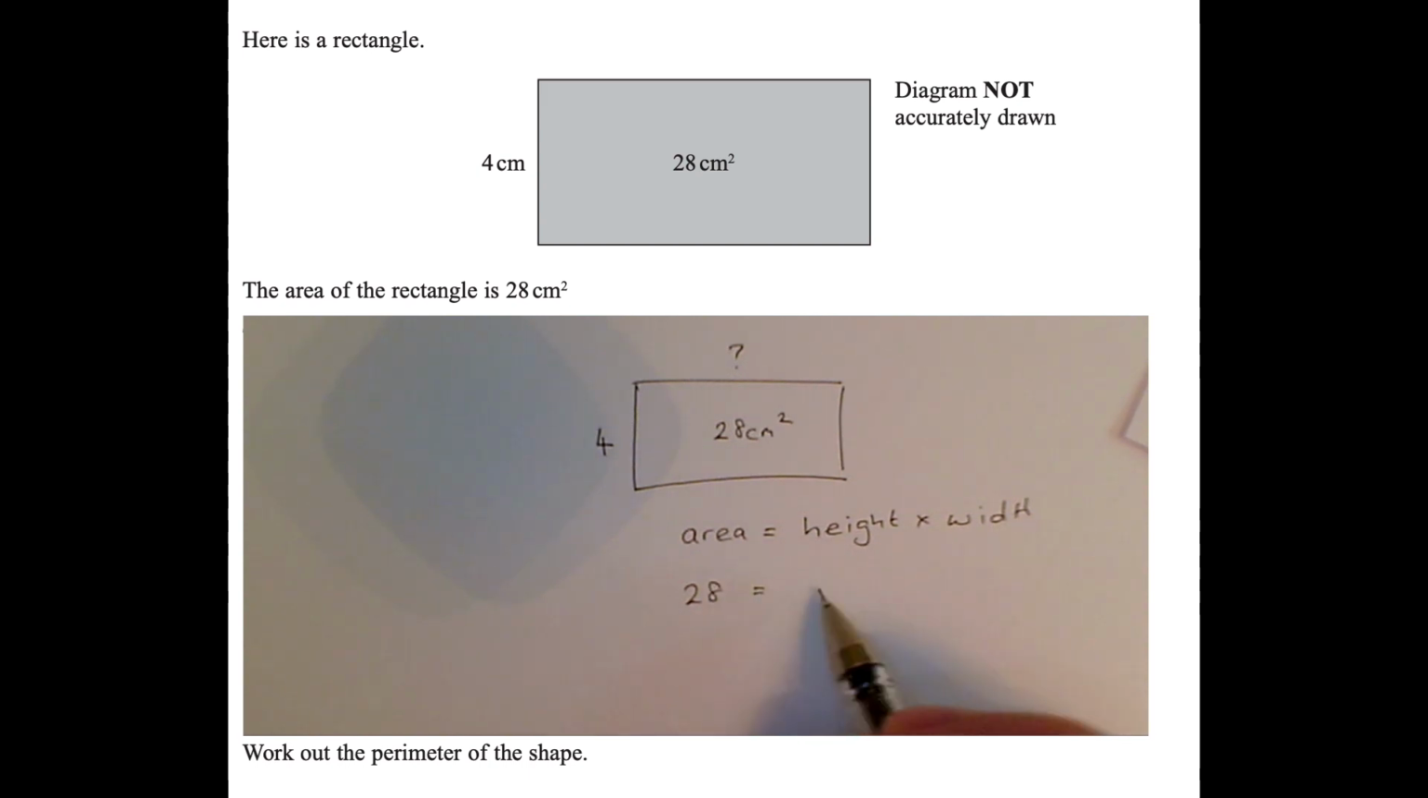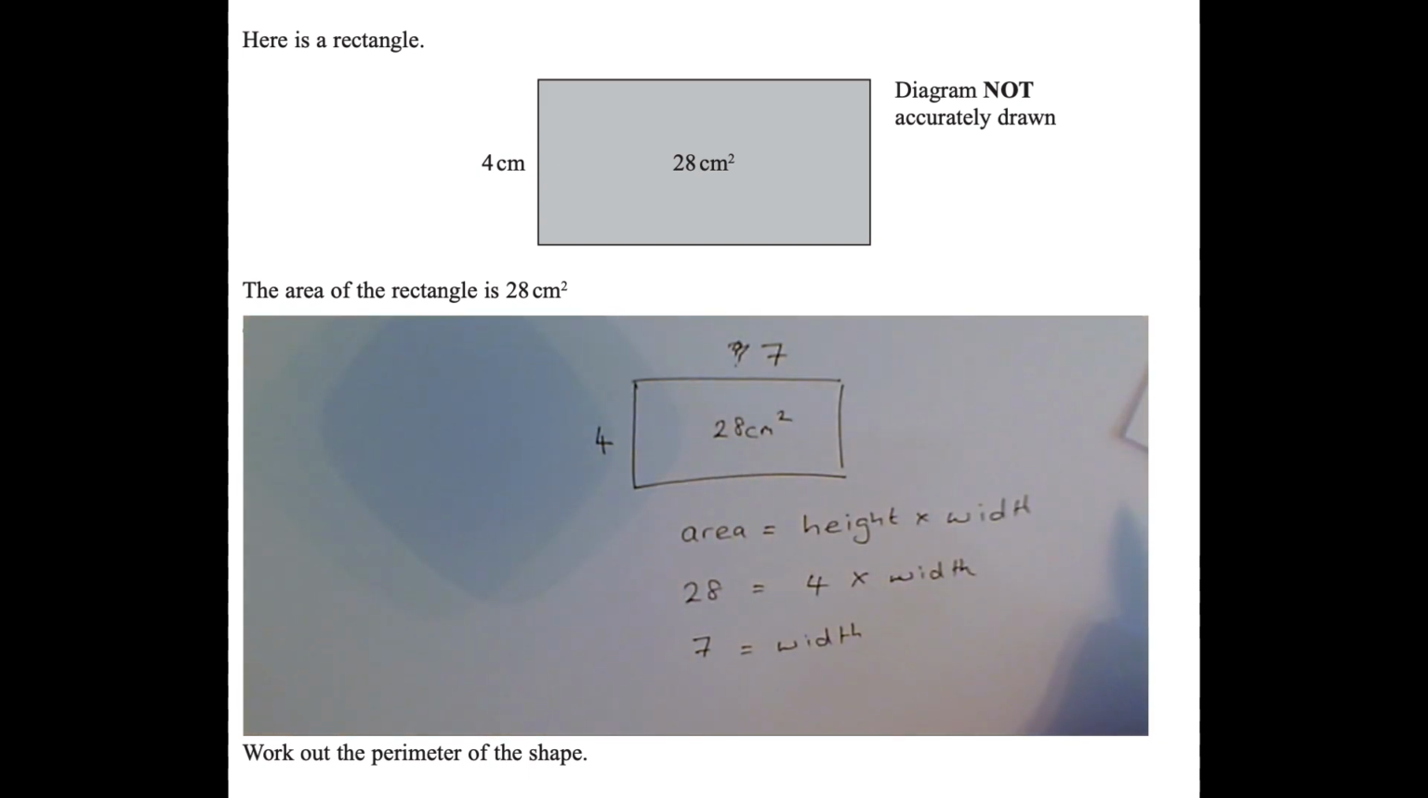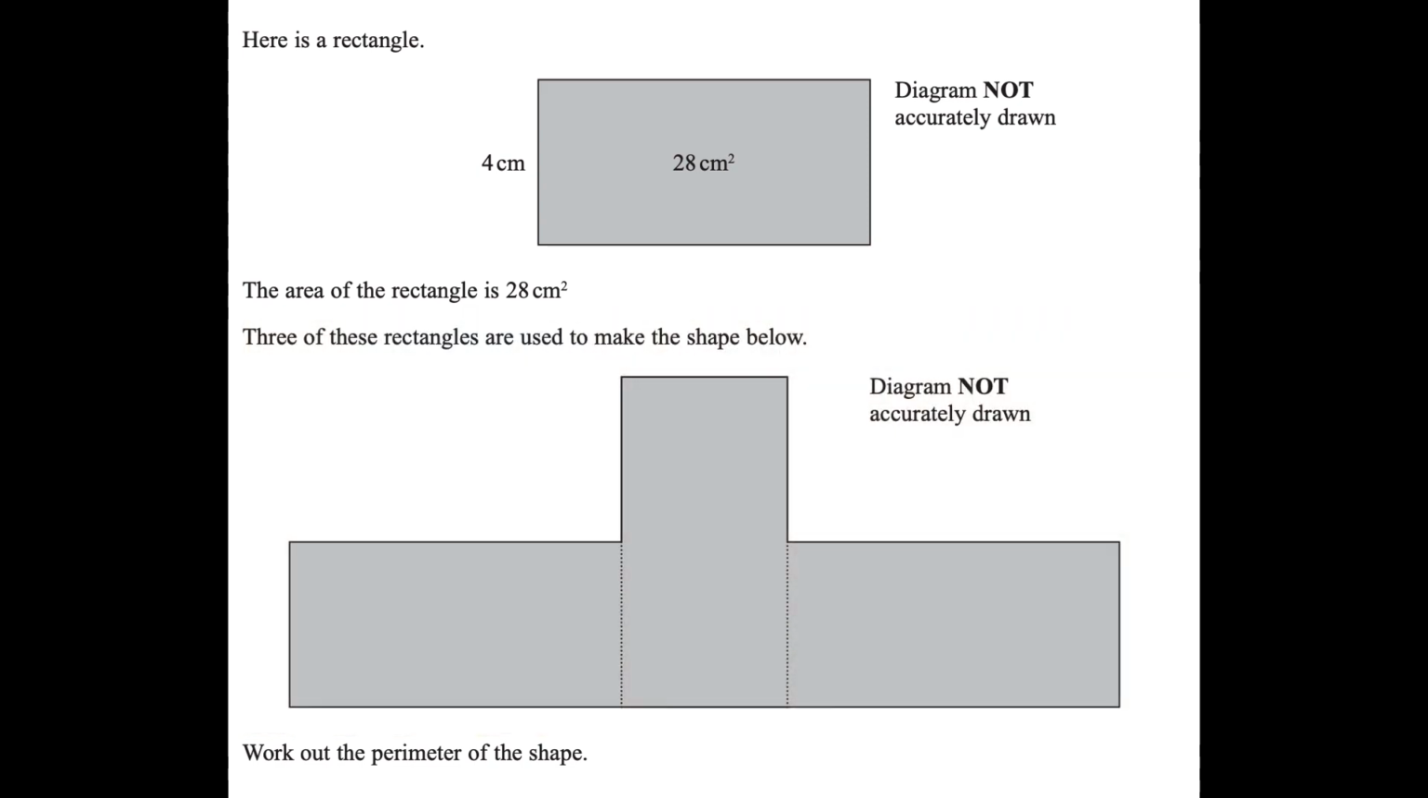That equals 4 times some number, which is the width. So if I divide both sides by 4, I should be able to find the width, shouldn't I? So 28 divided by 4 is 7. 7 fours are 28, aren't they? So the width must be 7 centimetres. So I'm going to change that to 7.